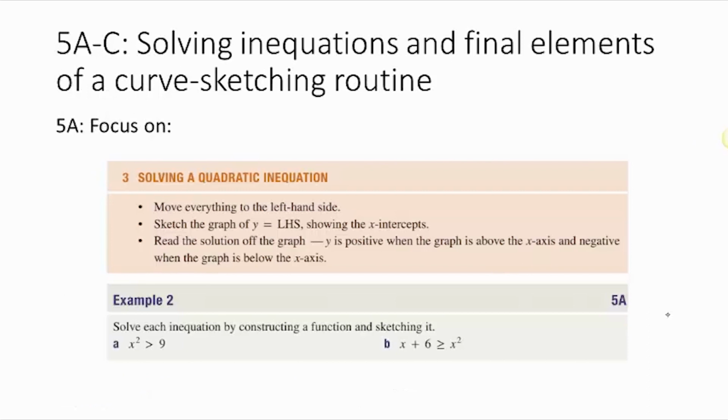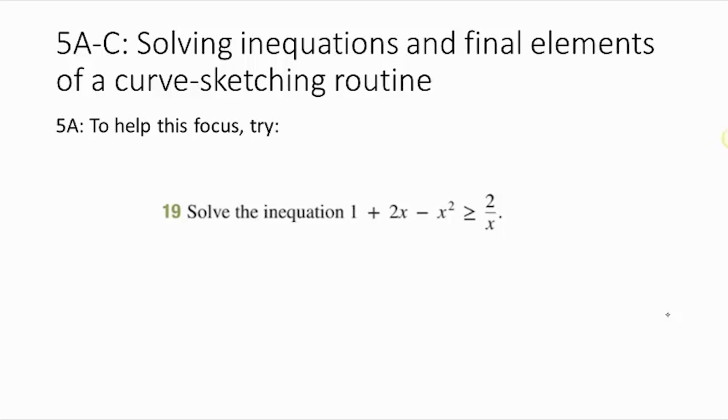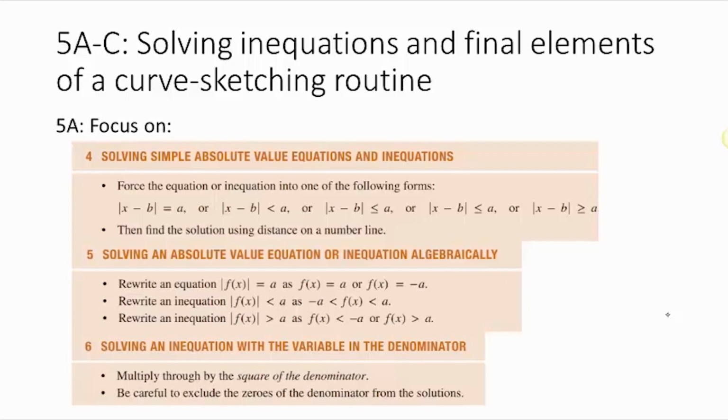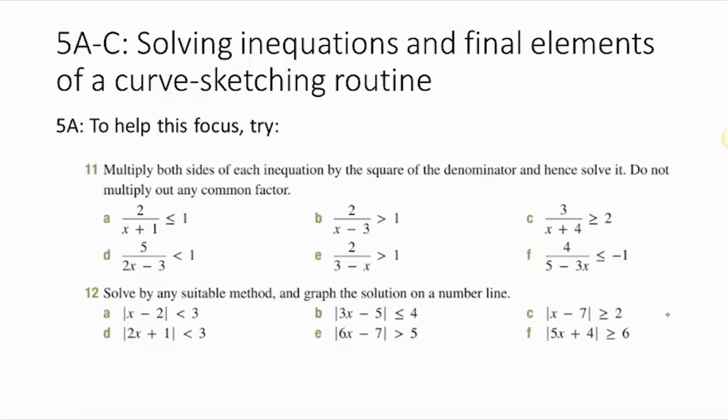So let's look at that. This is putting 5a to c together as an integral unit, if you like. So we solve a quadratic inequation, the method for doing that, and here's a nice example that goes through it. And there's a question from the exercise that would help with that. If they can do that, they should be on the right track. Also, absolute value inequations, and solving those inequations which have a variable in the denominator by multiplying through by the square of the denominator. So there are some complicated ideas there just to get their heads around. And here are two questions, in fact, to help with that focus.